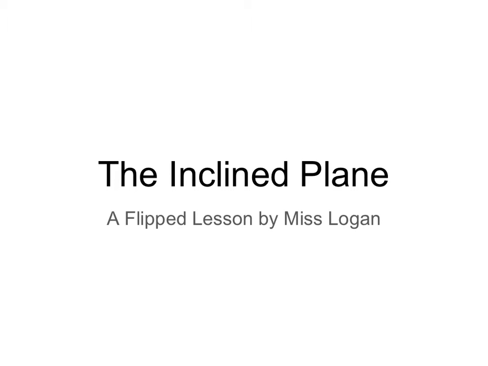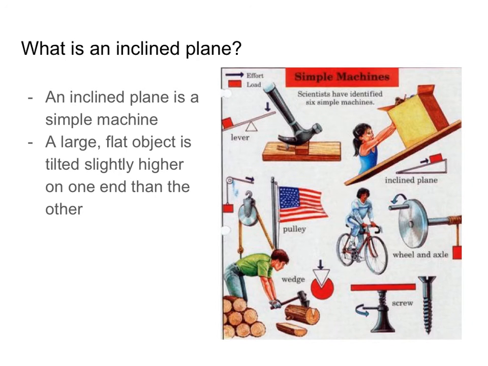This is a flipped lesson on the inclined plane. What is an inclined plane? An inclined plane is a simple machine. There are 6 different simple machines that scientists have identified. You may have worked with these in middle school or maybe even elementary school. The inclined plane is one of them. This is when a large flat object is tilted slightly higher on one end or another.